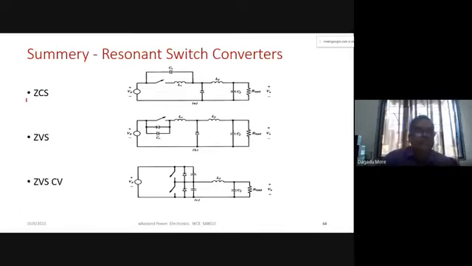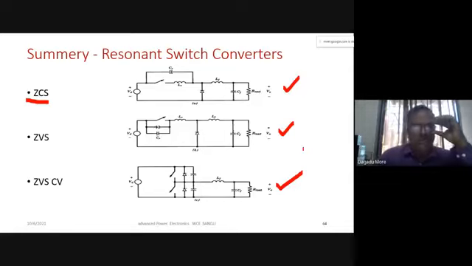So first, we have ZCS. We have discussed all these three cases for a buck converter. Is it right? All three cases we have discussed for the DC to DC buck converter. This is what we are having, LR and CR configuration, and we have seen that we can get zero current turn on and turn off.